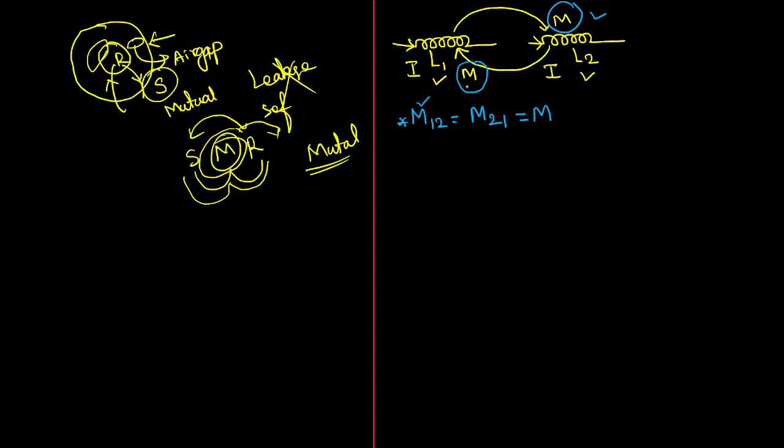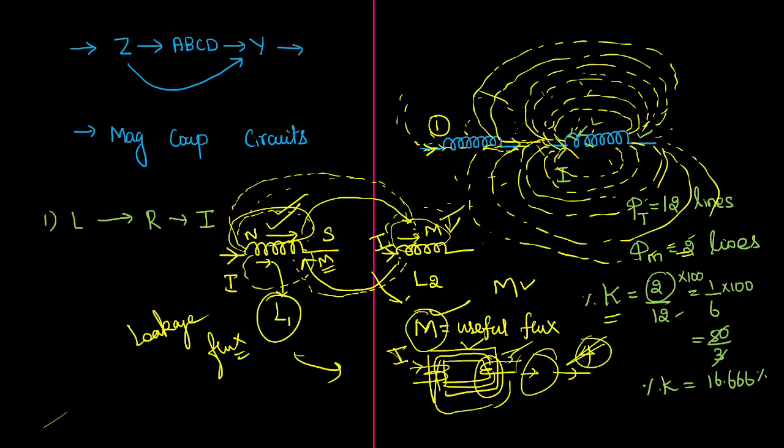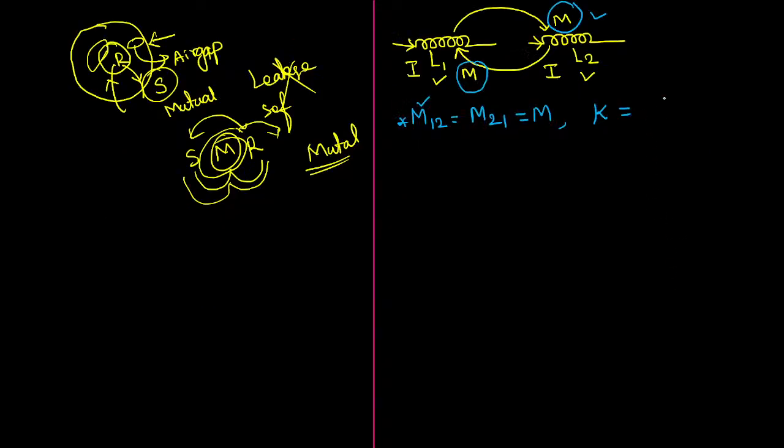Then what is the relation between self-inductance and mutual inductance? That relation is brought by the coefficient of coupling. I told you the coefficient of coupling is defined in terms of flux: mutual flux divided by total flux. Yes or no? Similarly, this can be defined as mutual inductance divided by total inductance, but it should be under the square root of L1 into L2.